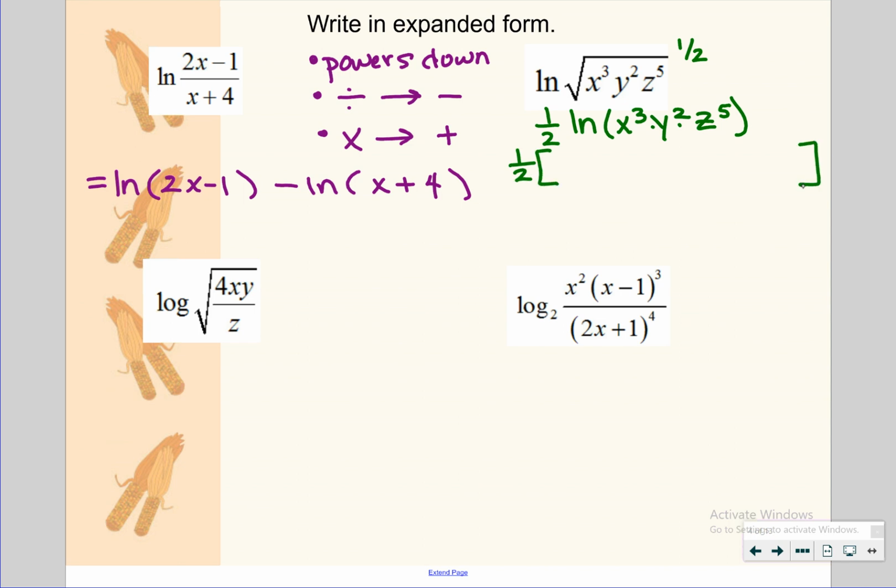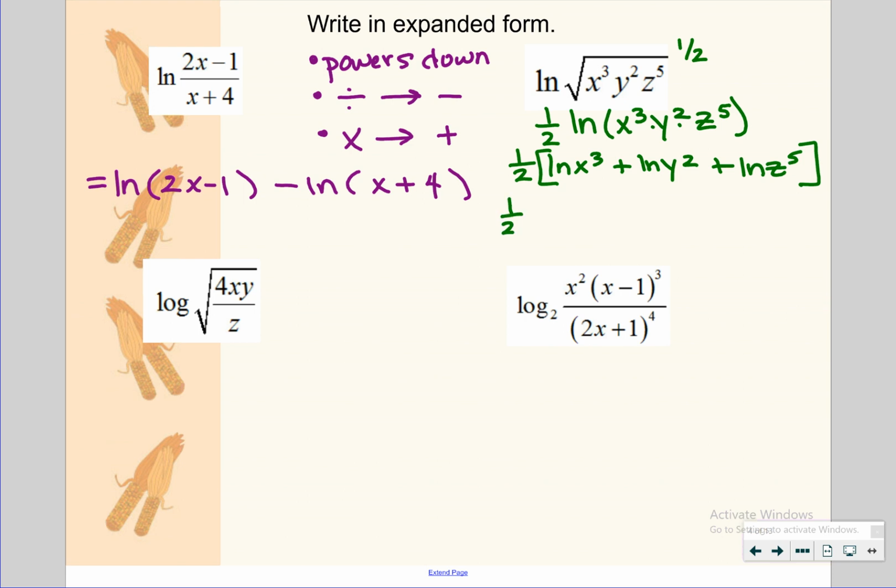So I'm going to put a bracket or parentheses, whatever you want to use, they're equivalent. I'm going to have a natural log of x to the third plus a natural log of y squared plus a natural log of z to the fifth. Now that 3, 2, and 5 are the only powers inside those respective logs, I can bring all of those exponents down in front of those logs.